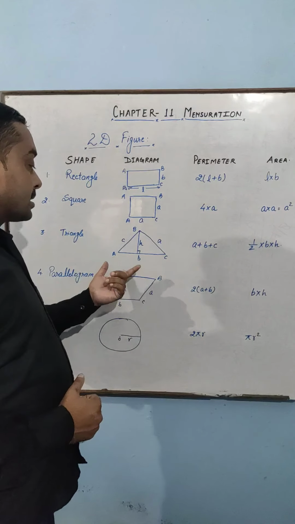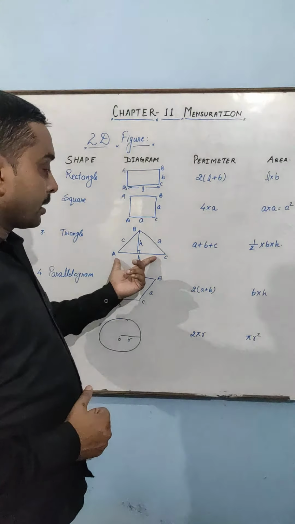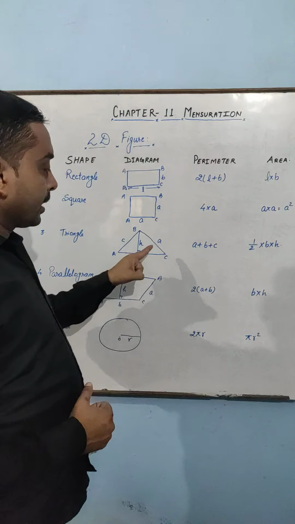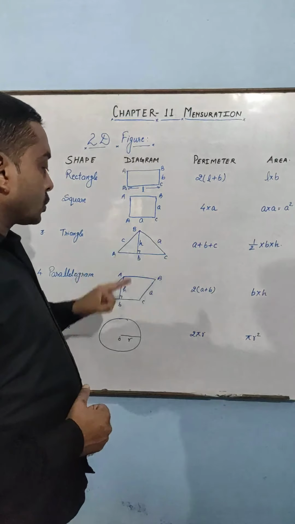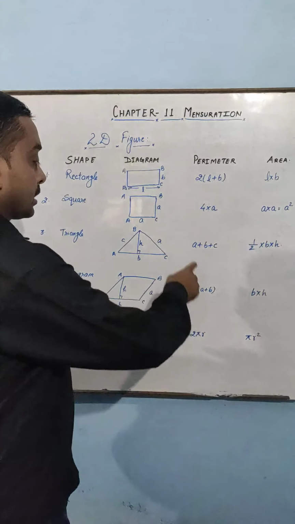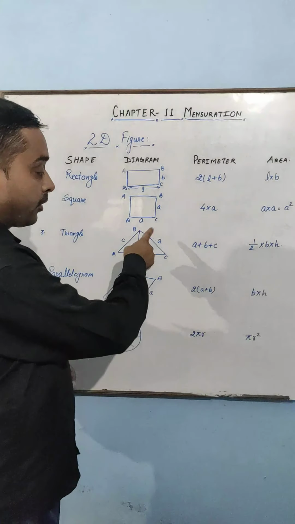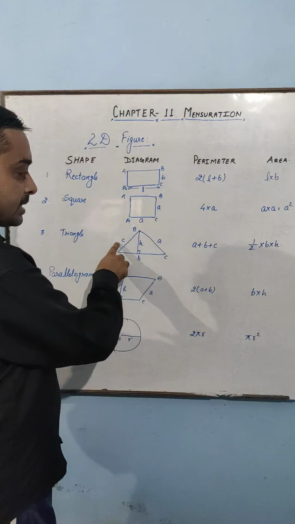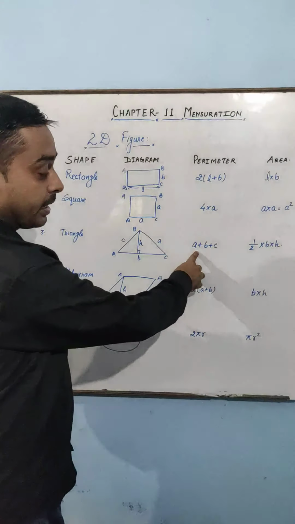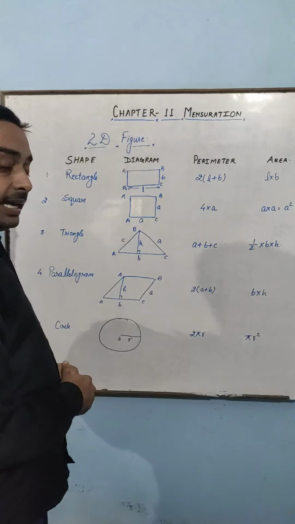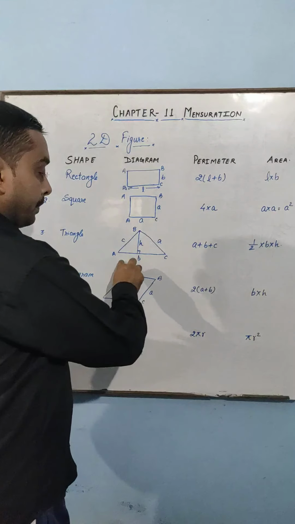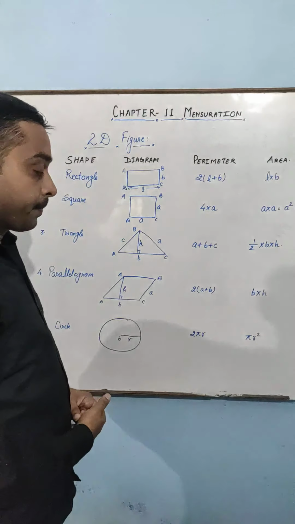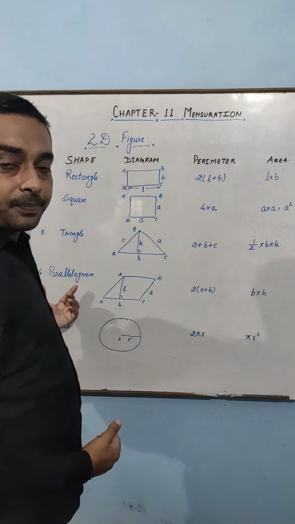Next will be triangle. Let the base of the triangle be B and height H. The other two sides of the triangle are A and C. So the perimeter will be the sum of all the sides, the sum of the length of the boundary. It means A plus B plus C. Its perimeter will be A plus B plus C, and the area will be half base into height, 1 by 2 base into height.